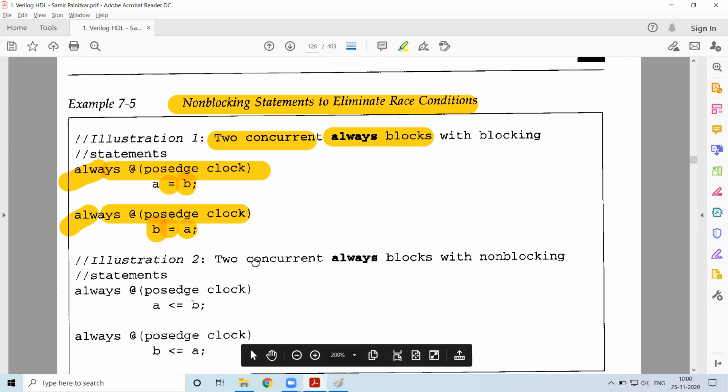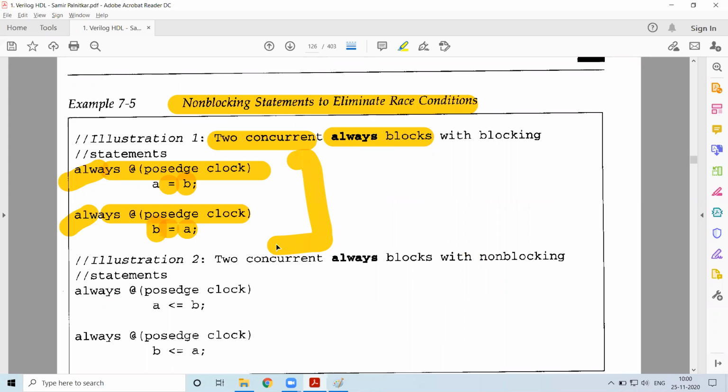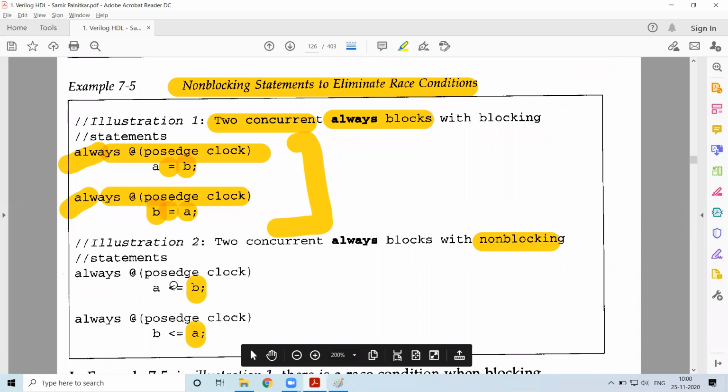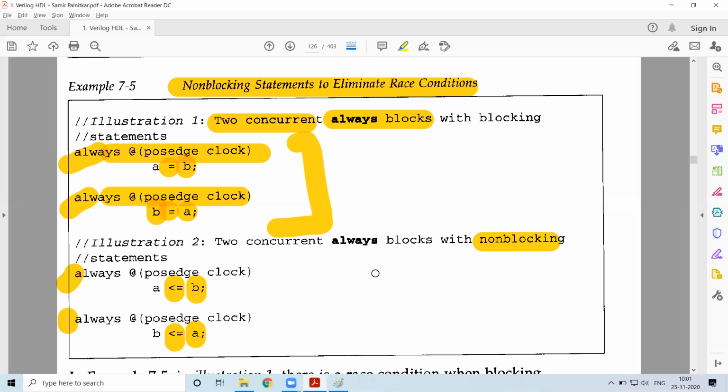This is actually called a race condition. How is this overcome with non-blocking statements? As I specified, first the right hand side is considered. When the operator is non-blocking, whether this one is executed or that one is executed, the first thing that happens is you read the right hand side value and store it in some temporary variable.